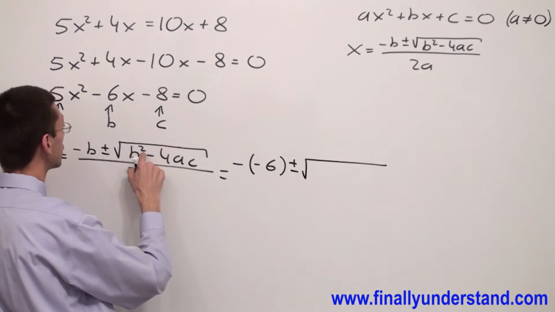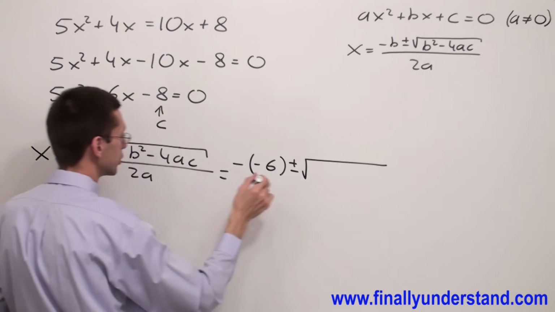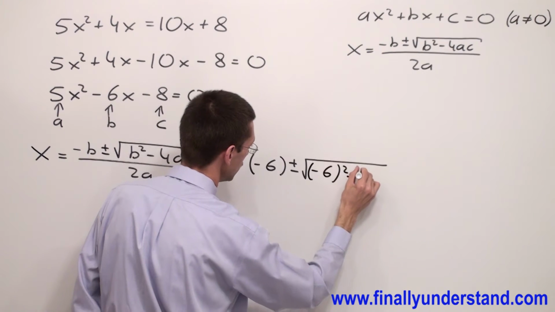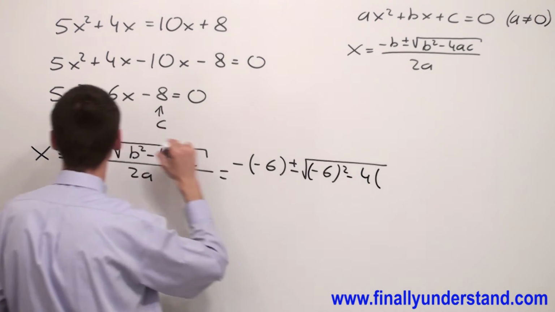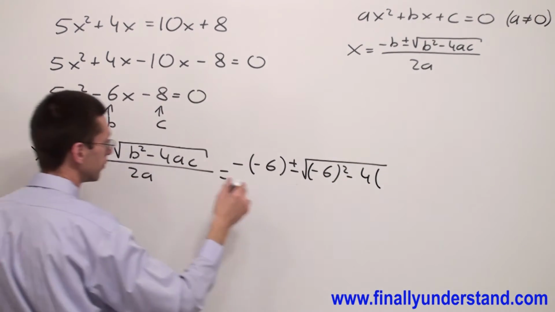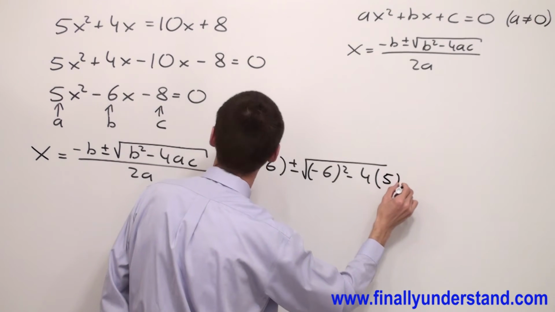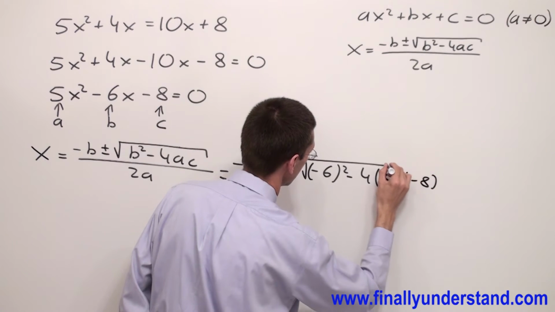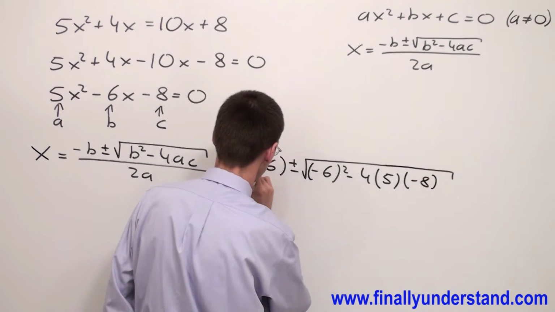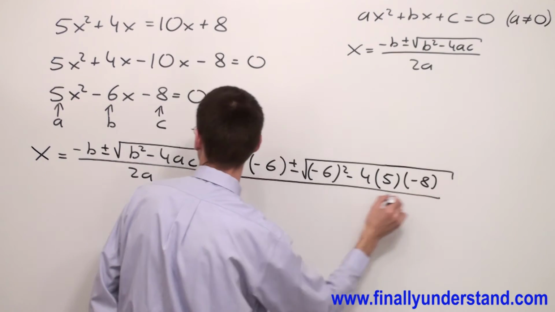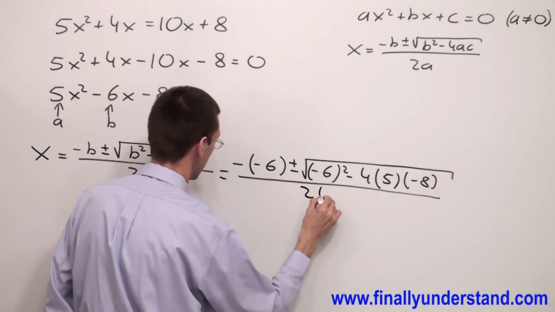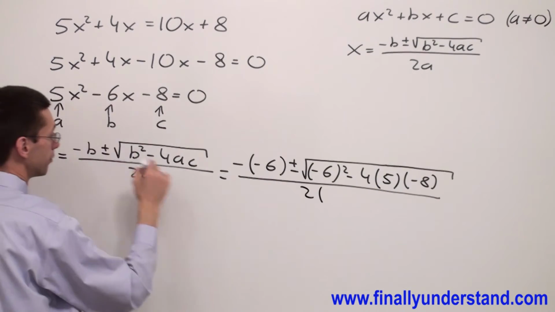And I have b squared, negative 6, I have to raise to the second power, minus 4 times a. A is equal to 5, times c, which is equal to negative 8, over 2 times a, which is equal to 2 times 5.